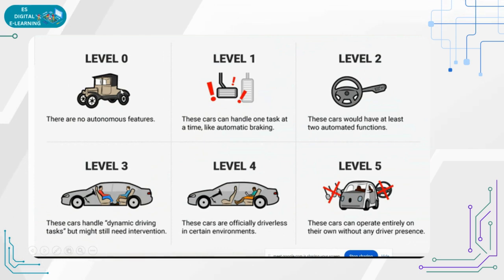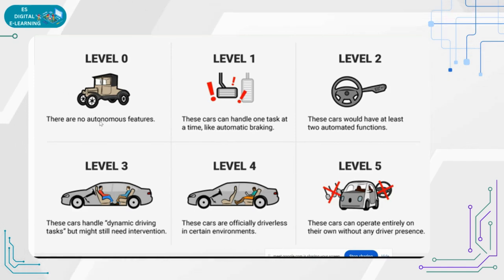At level 0 there are no autonomous features. Means like our basic cars, they don't have much sensor support. The driver needs to monitor and control the whole vehicle. Level 1 is where cars can handle one feature at a time, like automatic emergency braking. At least we have one feature. Level 2 is like brake controlling or steering controlling.